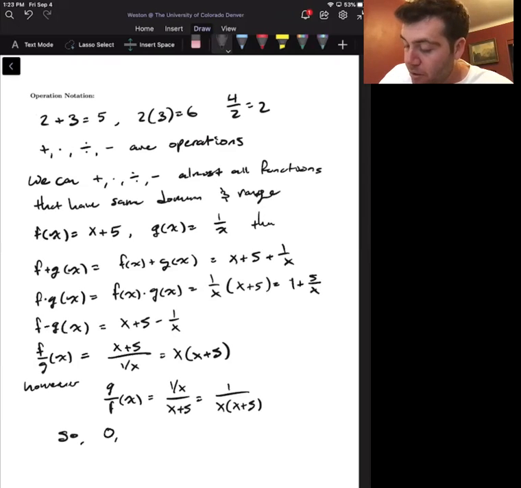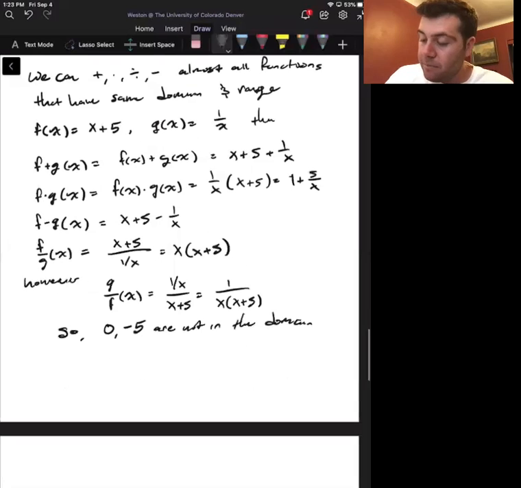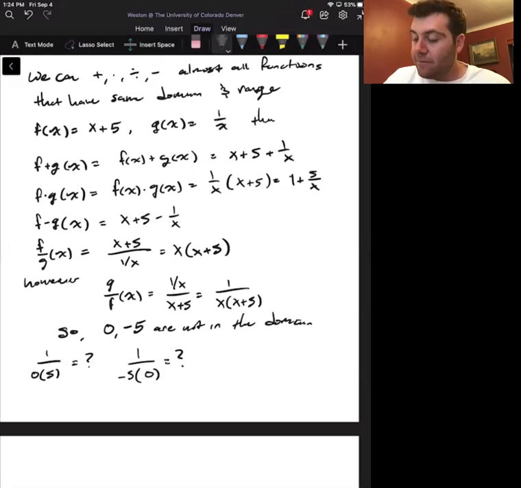All right, so hopefully you came to the conclusion that 0 and negative 5 are not in the domain. And that's because if we plug in 0, we get 1 over 0 times 5, which doesn't make sense. And if we do negative 5, we get minus 1 over negative 5 times 0, which also doesn't make sense. So our domain is x not equal to 0 and negative 5.